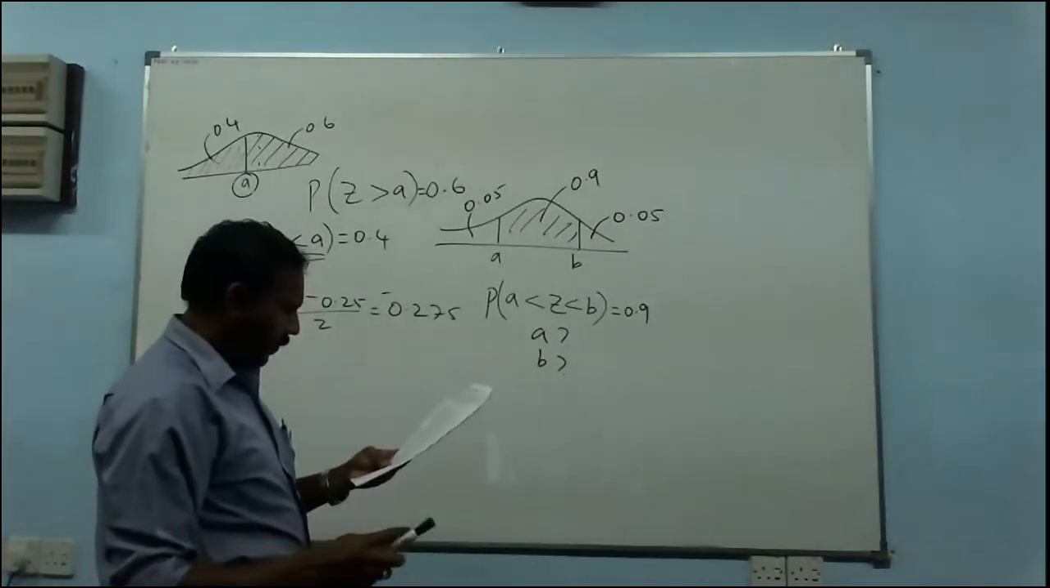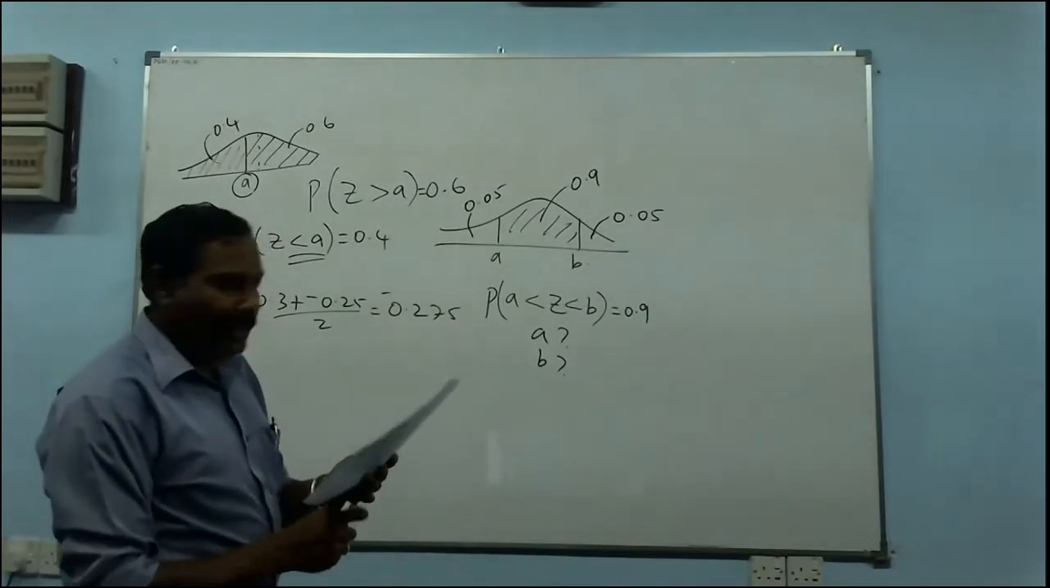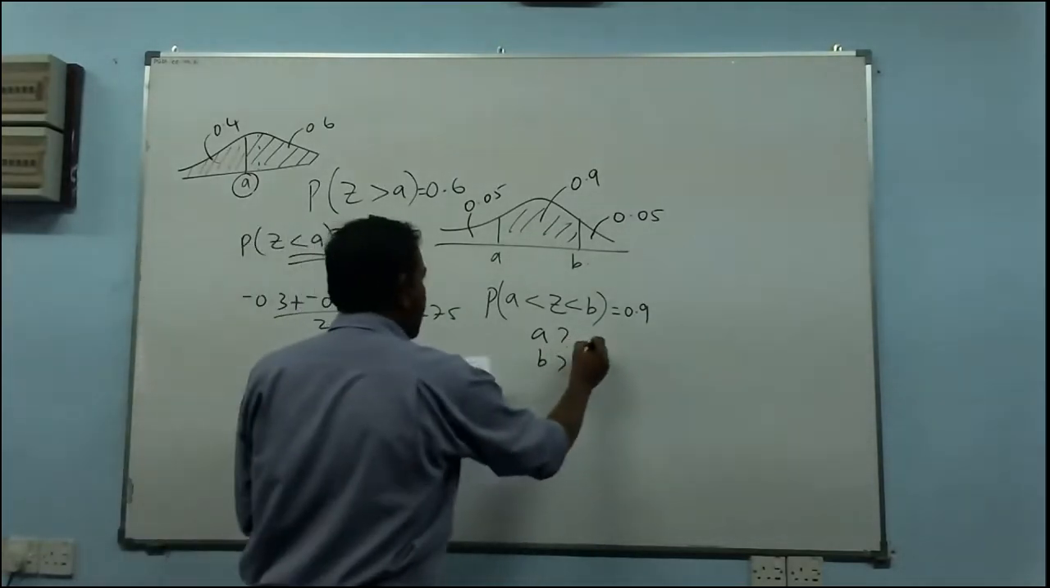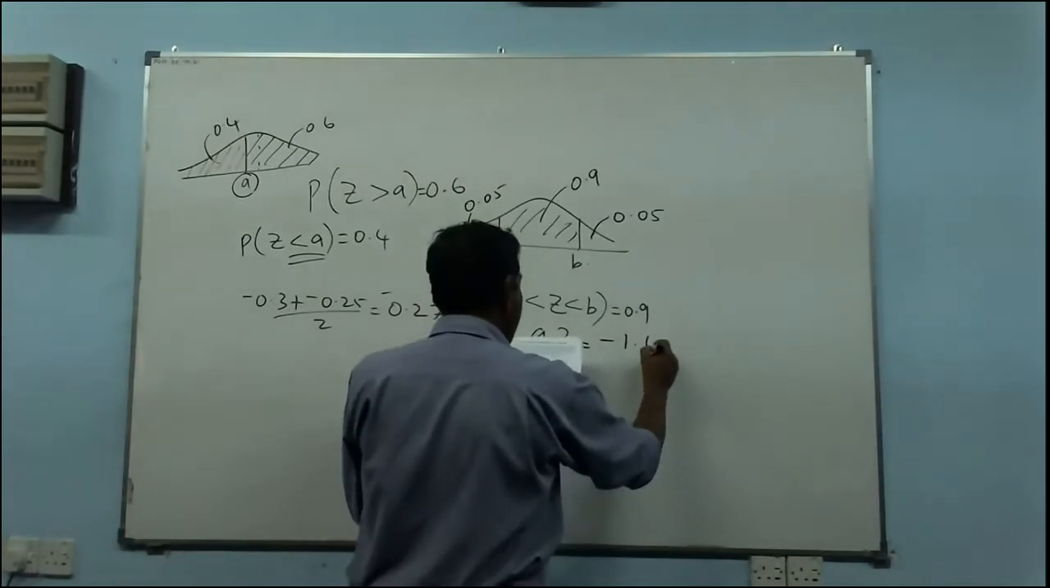1.6. Yeah. So we can take the average again, as I said. So the value of A is minus 1.675.